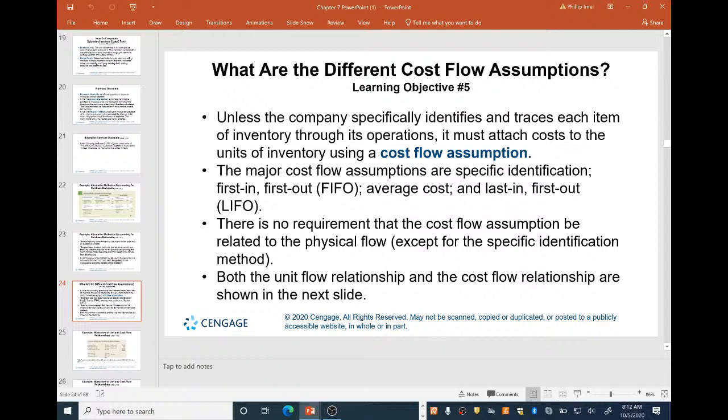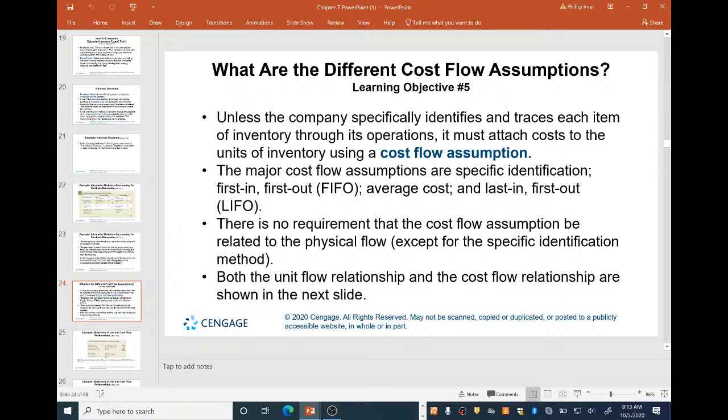Okay, cost. Let's talk about the cost flow assumption. So what exactly is a cost flow assumption? It's dealing with inventory. It's just the way that a company assumes the cost of their products are flowing. It's the way that they're going to assign the cost of inventory sold, or cost of goods sold, and then how they're going to assign a value to their ending inventory.